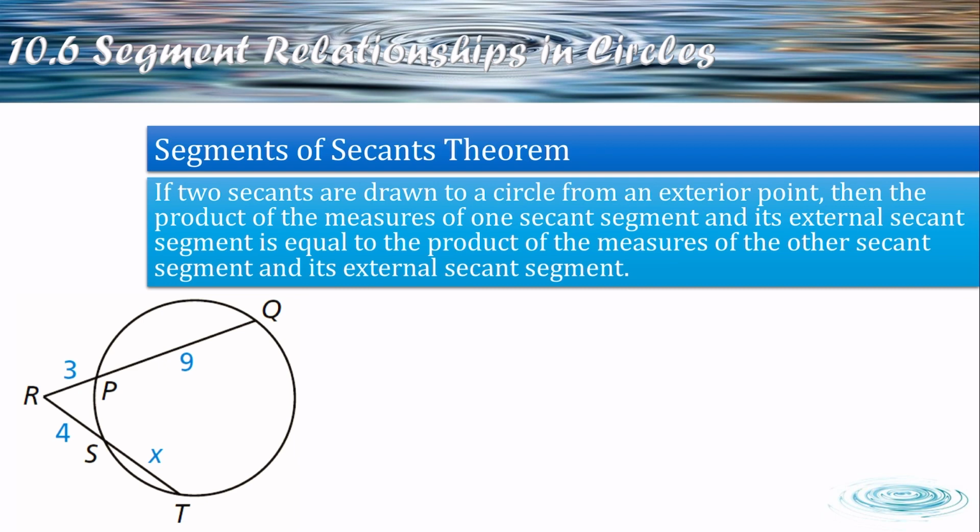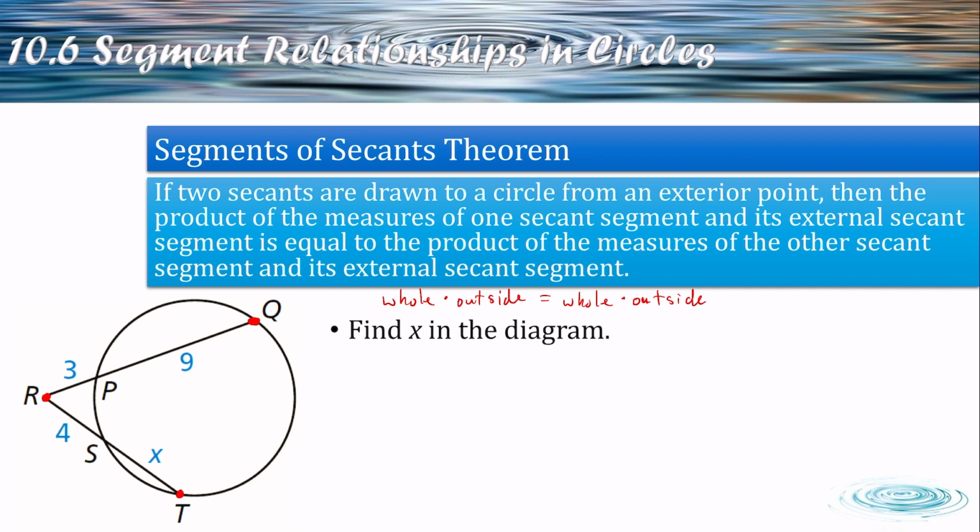Let's fix it. So this is saying when we come from a point on the outside and we're going to the opposite side of the circle, it is the whole thing times the part outside. And that'll equal the whole thing times the part outside the circle.